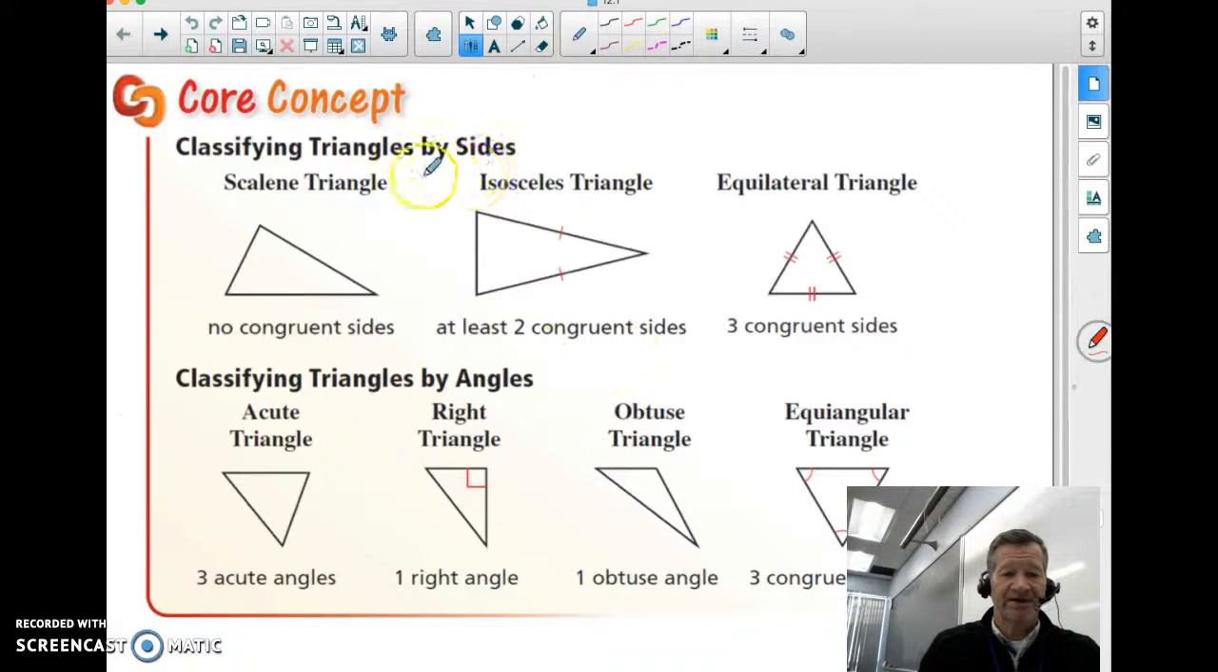The first way is by its sides, where we can call it scalene if it has no congruent sides, isosceles if it has at least two congruent sides, and equilateral if it has all three sides congruent.